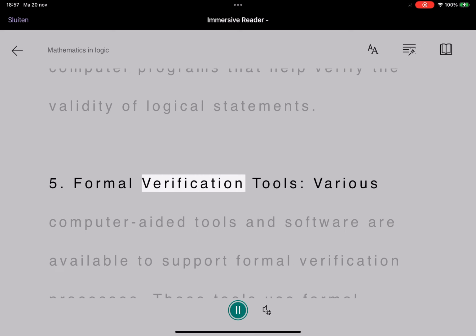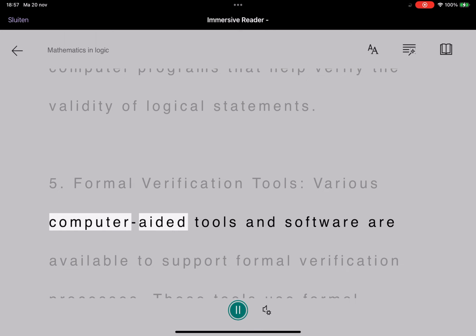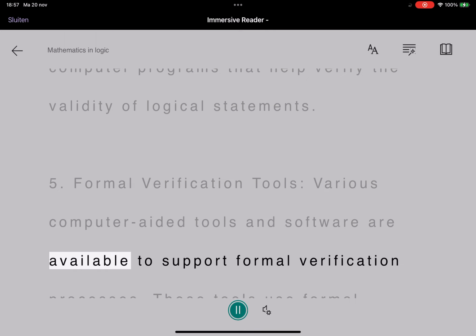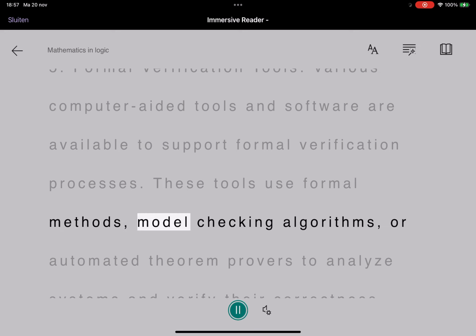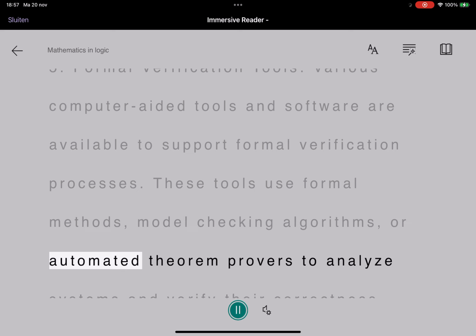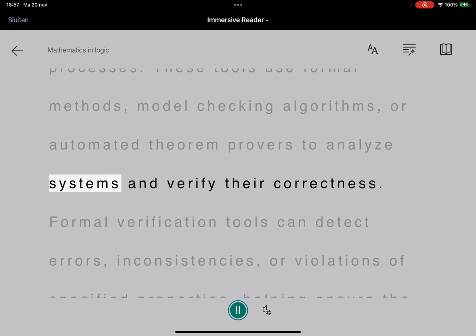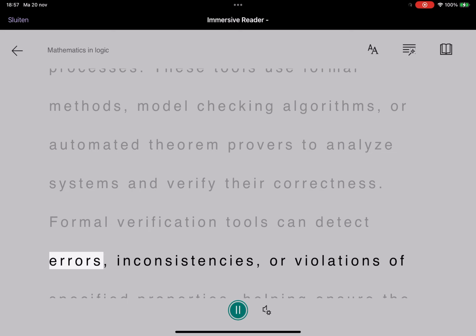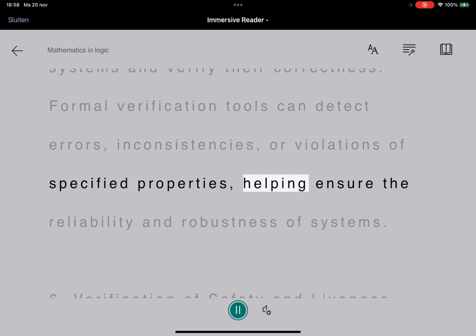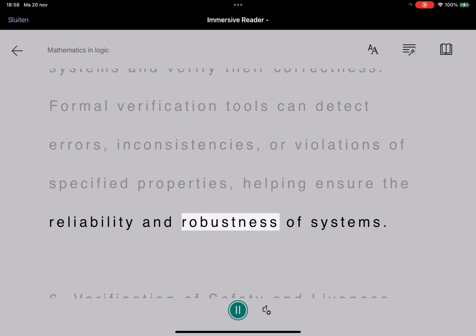5. Formal verification tools. Various computer-aided tools and software are available to support formal verification processes. These tools use formal methods, model checking algorithms, or automated theorem provers to analyze systems and verify their correctness. Formal verification tools can detect errors, inconsistencies, or violations of specified properties, helping ensure the reliability and robustness of systems.